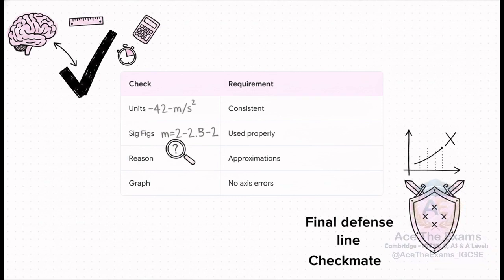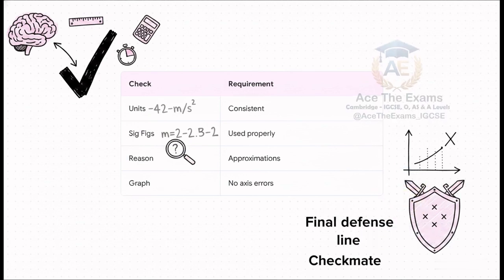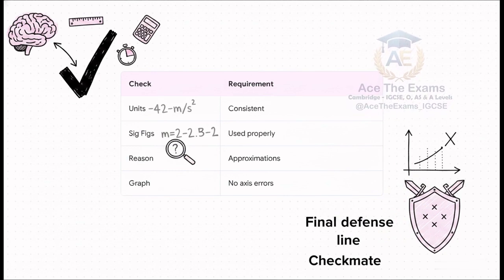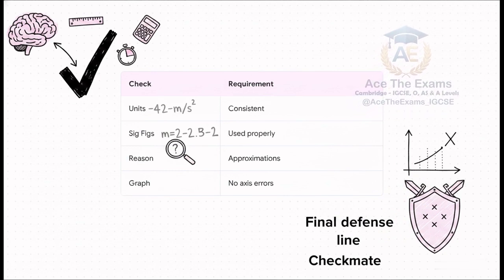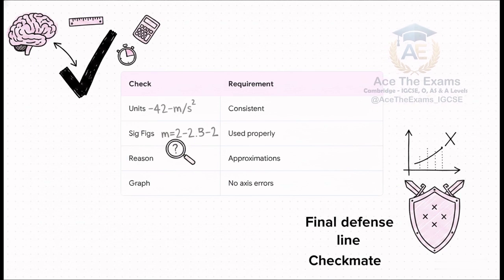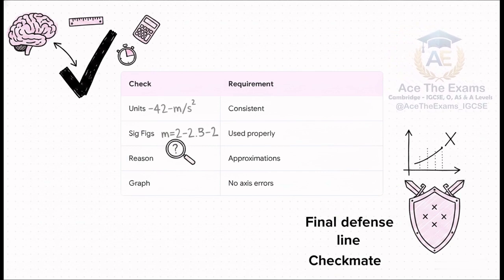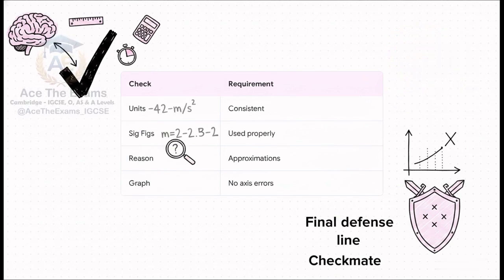Ultimately, you've got to run your final answer through this mental checklist to ensure a total checkmate against the examiner's trap. Ask yourself systematically, are your units consistent and actually present? Did you use decimal places and sig figs appropriately? Did you make approximations to check if your answer is actually reasonable in the real world? And if you're dealing with graphs, did you avoid axis errors and ensure your conclusion is genuinely supported by the raw data? This checklist is literally your final defense line before you move on to the next page.